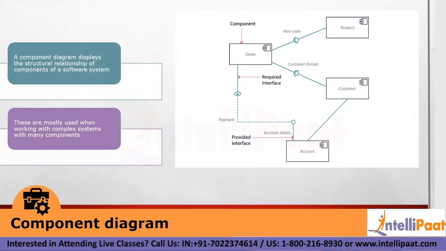So the order component will not deal with all of that. It will communicate with the product component, and based on the information received from the product component, it will give you the required results. It will pass on the required results to the customer component, and you will be looking at it from the customer component. So this is the front end facing component.